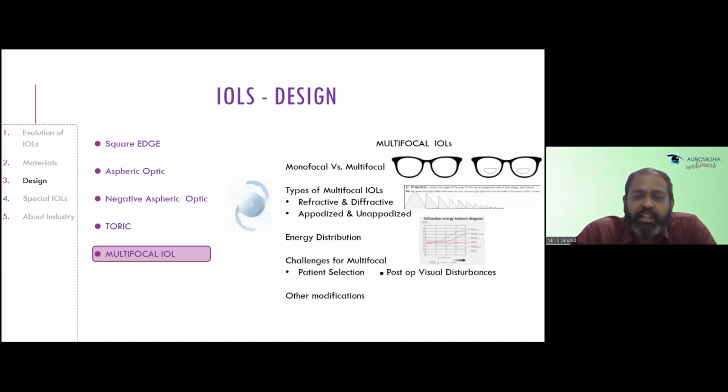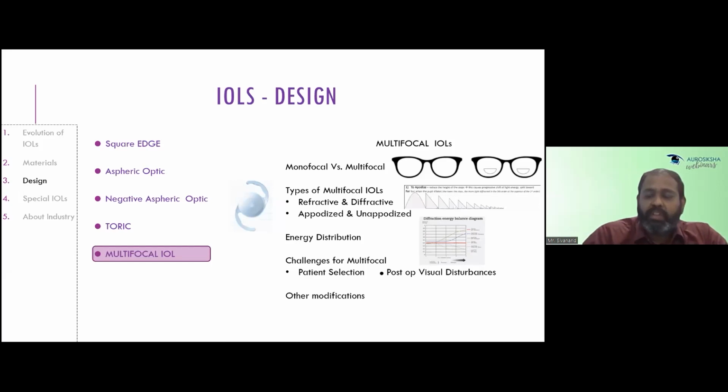So usually the lens is kept for distance visual acuity, but with multifocal lenses, it gives an opportunity to give good near vision also. So you don't have to look for spectacles to read something, or see the mobile phone or something like that. That's where the multifocal lenses gained popularity.